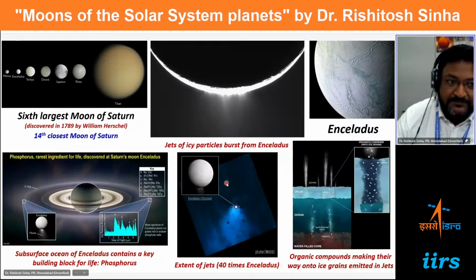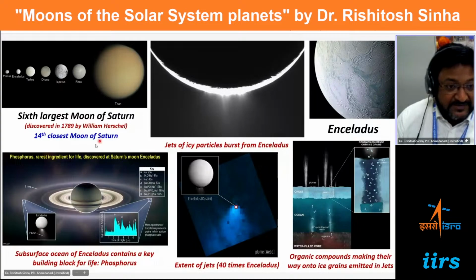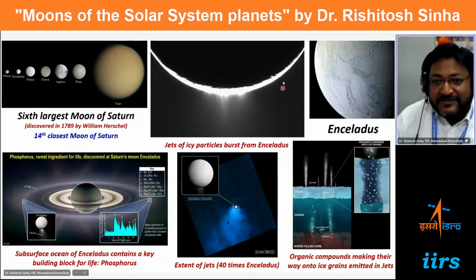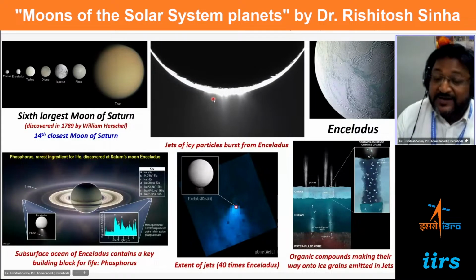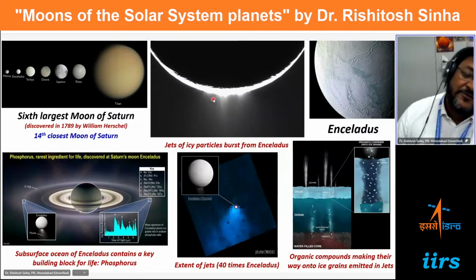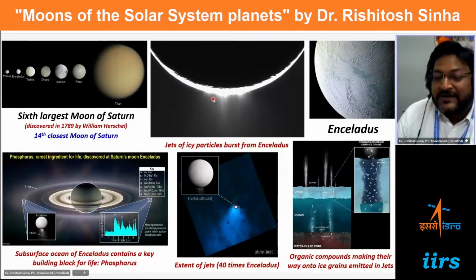The other very interesting moon is Enceladus. It is interesting because when I saw some of these animations, I could notice that there are some jets coming out from the surface of this moon, and these jets have been referred to as bursts of icy particles from Enceladus. So, as I showed you Io's volcanic eruption, now you see eruption, the plumes that are forming because of the jets of icy particles.